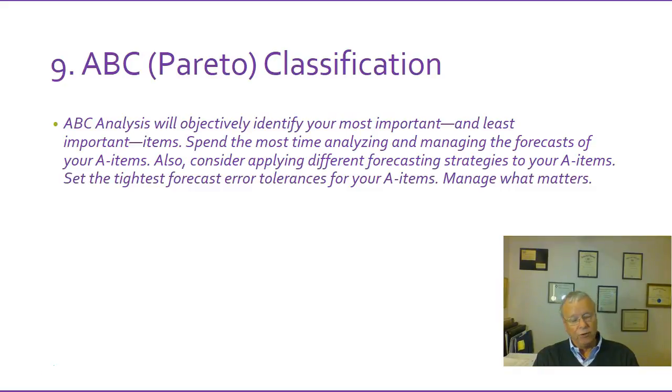So again, this is the ABC classification, and we're talking about different forecasting strategies for A's. You want to have your tightest forecast error tolerances on your A items or your X items, whatever your high important items are. You want to make sure that you manage these extremely tightly, that you clearly don't go out and just overburden the system with inventory on A items, because you shouldn't have to do that if they're being planned correctly.